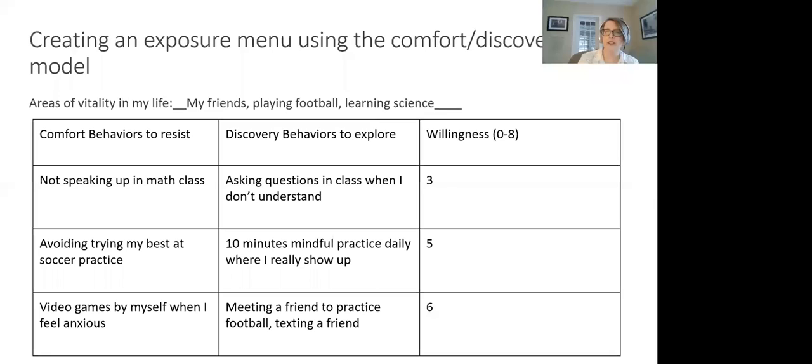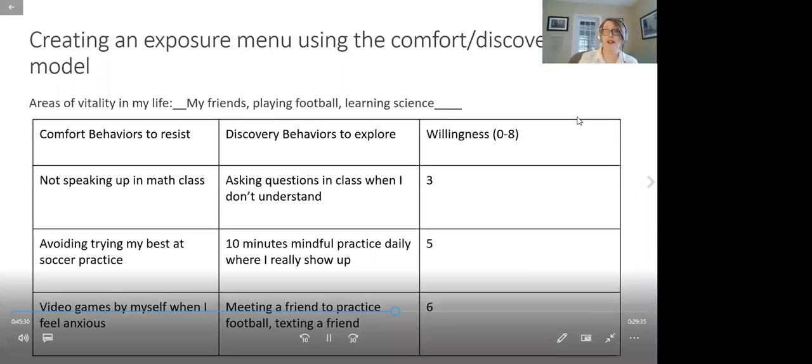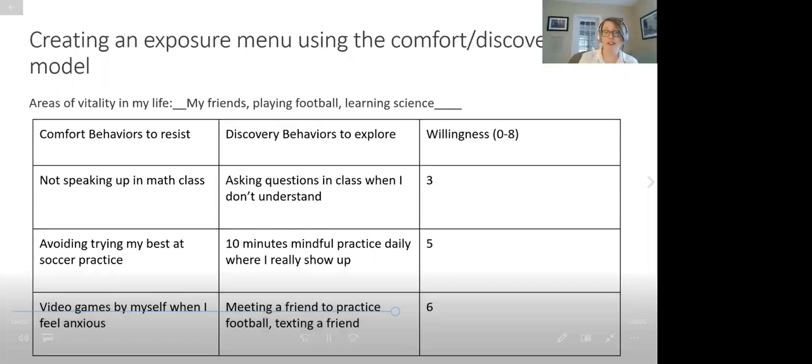And so here are the discovery behaviors to explore. This is the exposure, right? So we have the response prevention in the first column. We have the exposure in the second column. I'm going to ask a question if I don't get something because I like science. Cool. You know what? I like football. So I'm going to really play just for 10 minutes, and then I'm going to give myself a break. But for 10 minutes at this game, I'm going to really play with my whole heart, right? And then when I feel anxious, instead of going gaming, I think I'm going to meet a friend to practice football, or I might text somebody.